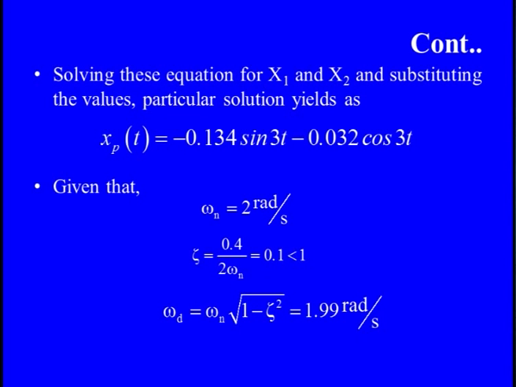And with this we can calculate the damped frequency, because there is damping available there. So the damped frequency equals omega n square root of 1 minus zeta square, because zeta is less than 1. So we get 1.99 radian per second. So now you have the exciting frequency, you have omega n, omega d, and zeta. With this, we can calculate the other features of the system equations.